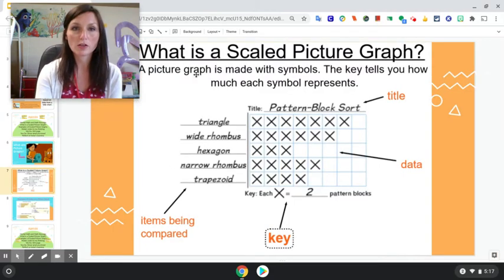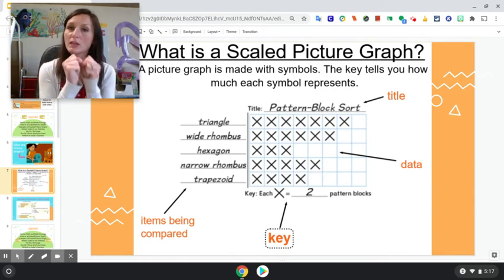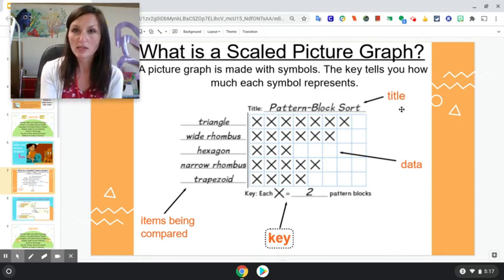So a scaled picture graph is a graph made with symbols. So you're going to see this key here. If you've ever seen a map key, I know we talked about that in social studies recently, each little picture represents something else. So here, for example, this symbol of an X actually means two pattern blocks. So every time you see one of these X's, it actually means two different blocks are being used.